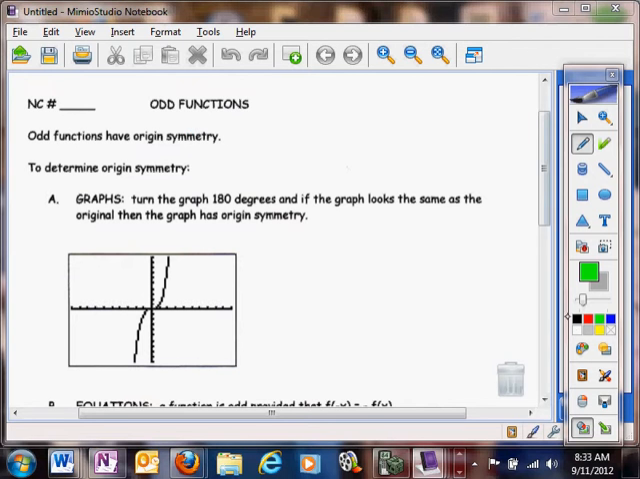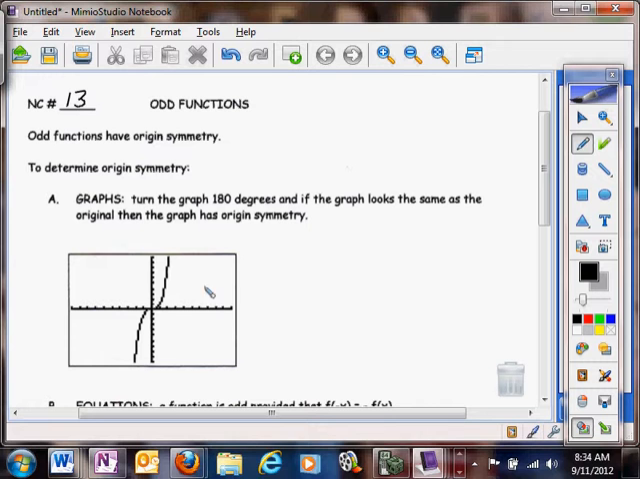Okay, let's talk about note card 13, odd functions. Odd functions have origin symmetry. So this isn't going to be quite as easy as the even symmetry, but it's not that much more difficult. To determine origin symmetry, when you have a graph, you turn the graph 180 degrees, and if the graph looks the same as the original, then the graph has origin symmetry.